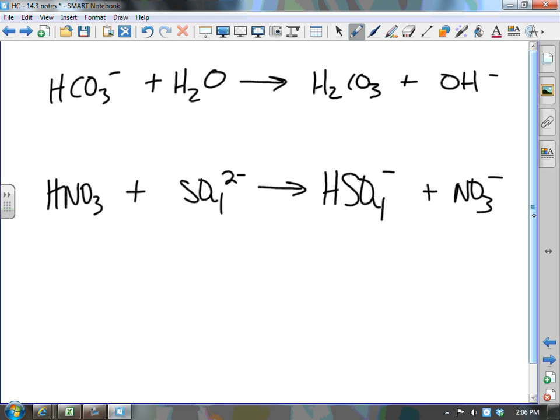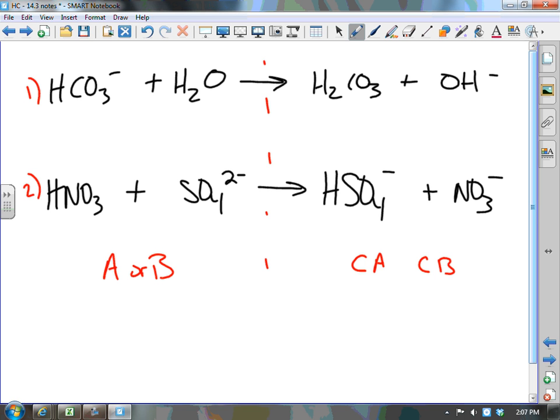Here are two other examples. Again, we're given the reactions. I'll pause this. On the left-hand side of both of these reactions, I want you to identify what's the acid and what's the base. And on the right-hand side, identify what's the conjugate acid and the conjugate base for both of these.